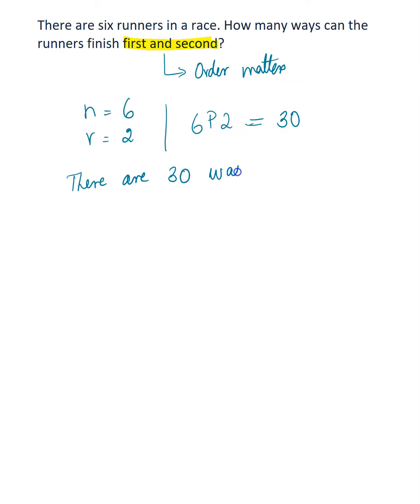So you'll see there are 30 ways. You always have to interpret it. Sometimes I don't do it in the lecture just because it takes more time, but understand that that's the way we will respond to the question. There are 30 ways of choosing the top 2 finishers from a group of 6 runners.